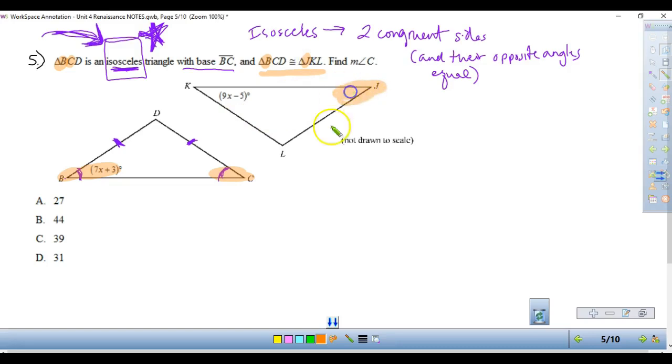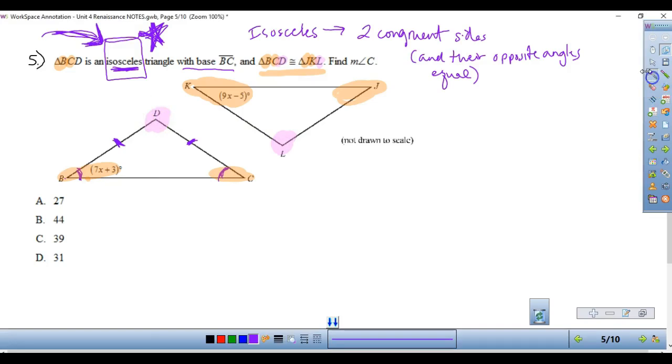And then because it was isosceles, B and C matched, and C matches K. So what we have on an isosceles triangle that's congruent to another triangle, we actually have 4 angles that are exactly the same. And so then D is going to match L just like that always did.